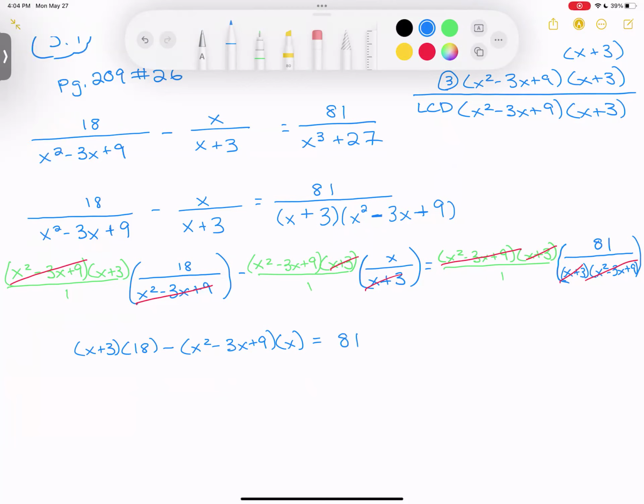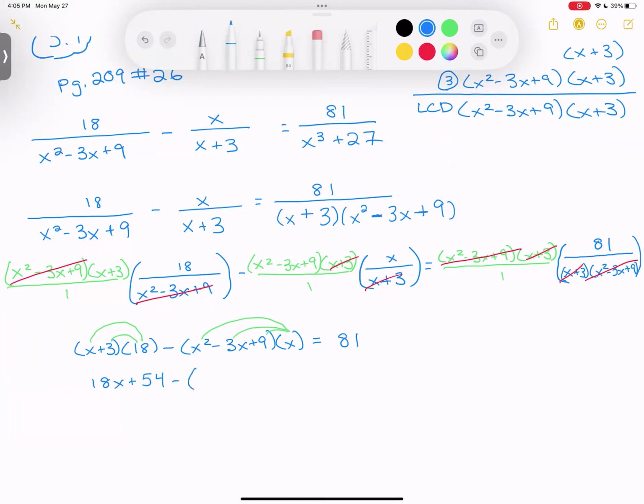Okay, so I'm looking to solve this thing. In order to do that, I should multiply everything out. So I'm going to distribute a few things here so that I can then combine some like terms and hopefully be left with something that makes it easier to solve.